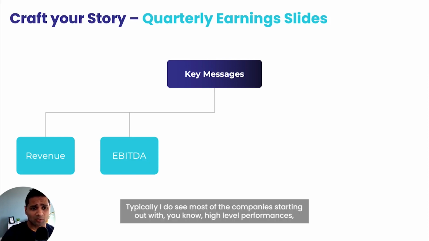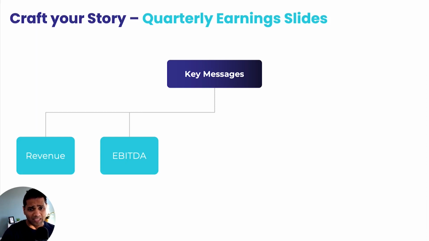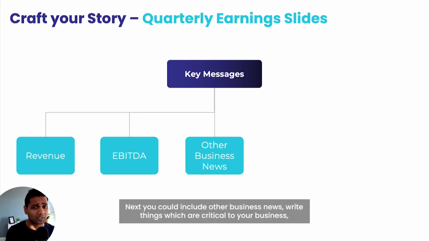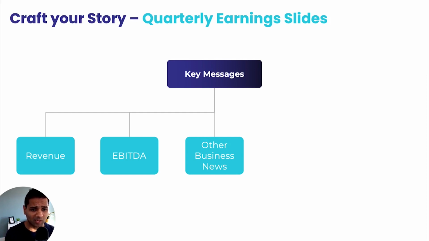Typically, I do see most of the companies starting out with high level performances. That mostly includes revenue and EBITDA numbers broken out at the company level and/or at the segment level. Next, you could include other business news, right? Things which are critical to your business. Maybe you had a big product launch. Maybe you had a big strategic initiative completed you want to give an update on, or it could be a major customer win as well.